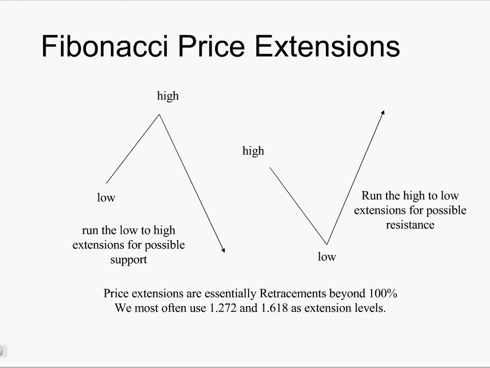Okay, now Fibonacci price extensions, again, they're essentially retracements beyond 100%. So here, you'd be running a low to a high swing and extending downward with the 1.272 and the 1.618 extension ratios for possible support. Or if you ran a high to a low, you'd be running the 1.272 and the 1.618 extensions for possible resistance. Okay, it doesn't have to be more difficult than that.